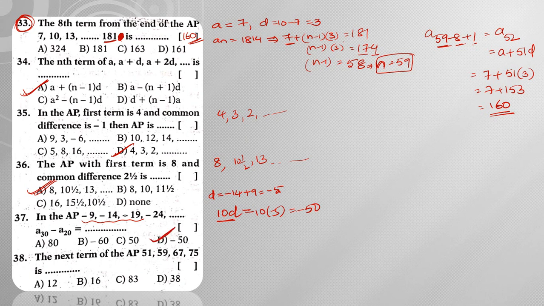The next term of this particular AP is: 50 plus... 1 plus how much is 59? So it is plus 8. So plus 8, plus 8. So here also 75 plus 8. So 75 plus 8 is 83. Right? So likewise we can do it.